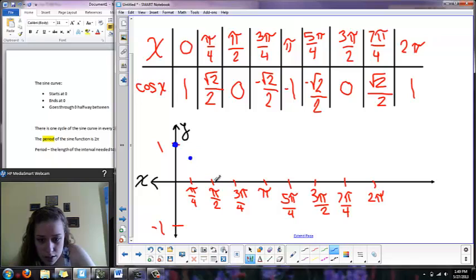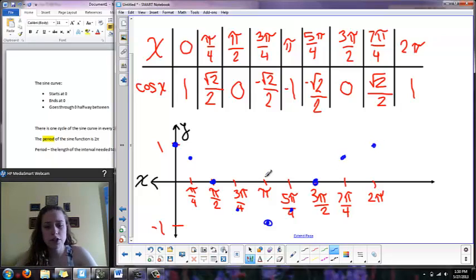Pi over 2, we're at 0. 3 pi over 4, we're down here at -0.7. Pi, we reach our minimum of -1. 5 pi over 4, we're at -0.7 again. 3 pi over 2, we hit 0. 7 pi over 4, we're at positive radical 2 over 2, so 0.7. That looks a little bit high. And 2 pi, we are up here at 1 again.